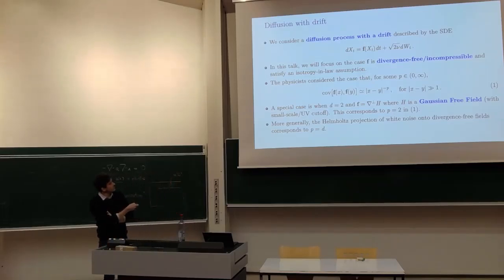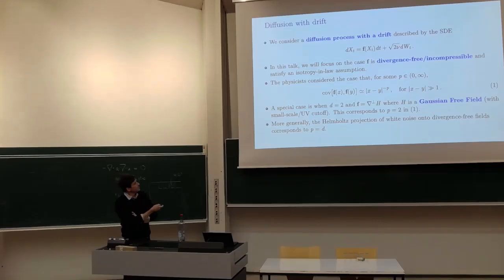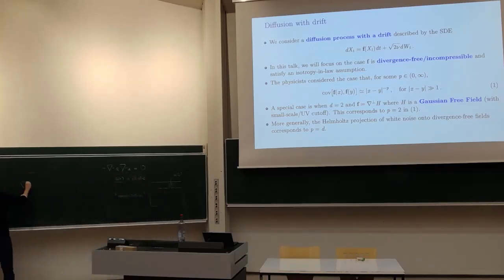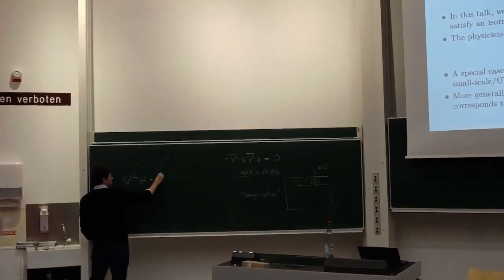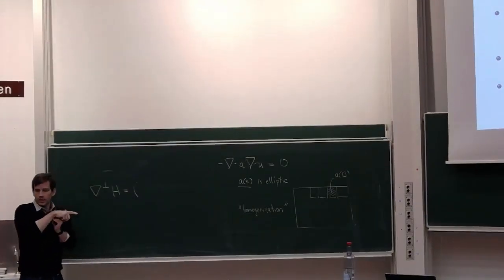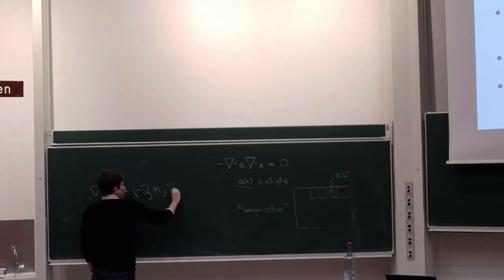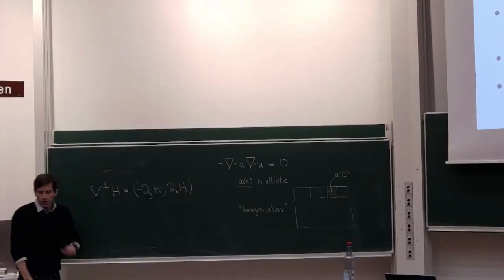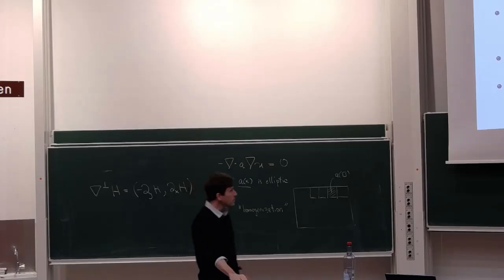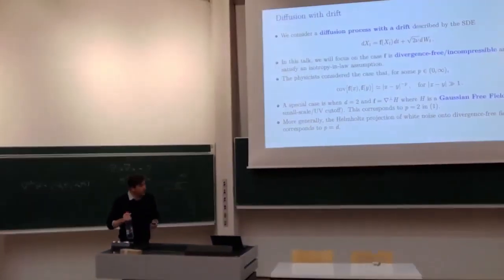The special case is in dimension 2, when the field is the perpendicular gradient, grad perp, of a particular random field called the Gaussian free field. In that case, it corresponds to p equal to 2. Just so you understand what I mean, I think this notation is not standard, so some people have never seen it. This just means you take the gradient and you rotate by 90 degrees, and then it's divergence free, right? So it's minus the y derivative of h and then the x derivative of h.